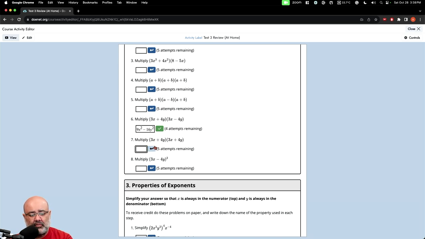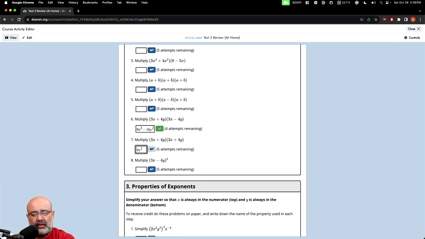Well, I just squared it in the previous problem, so I'm going to leverage that. 9x squared plus, now I multiply the two terms, so 3x times 4y would give me 12xy, times the double, or times 2, would give me 24xy, plus square the last term. So 4y the quantity squared, or 4y times 4y would just be 16y squared.